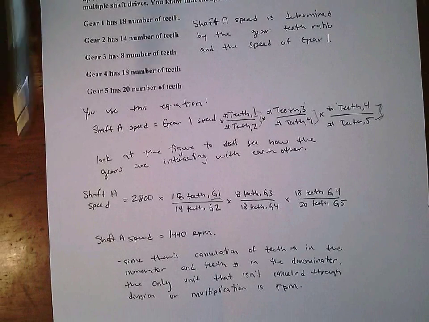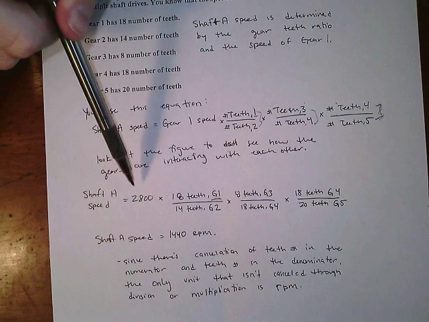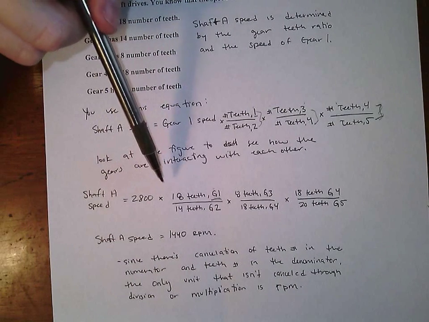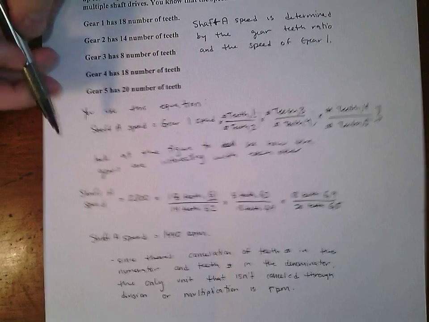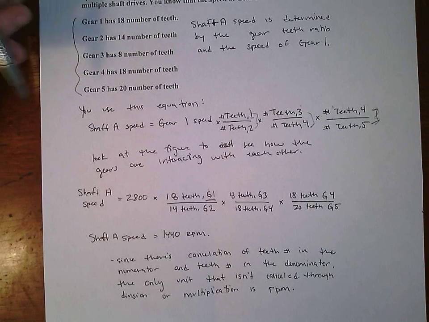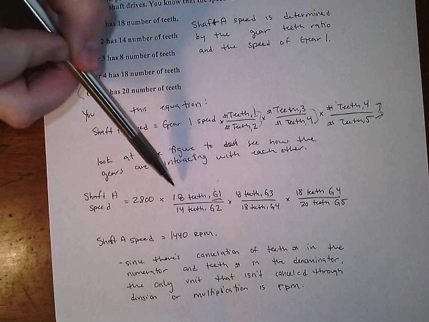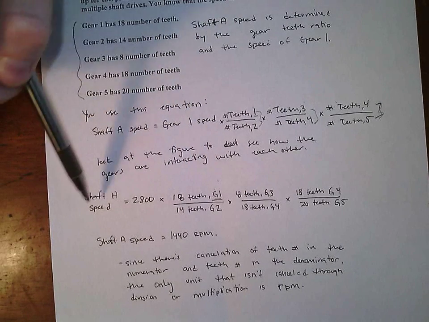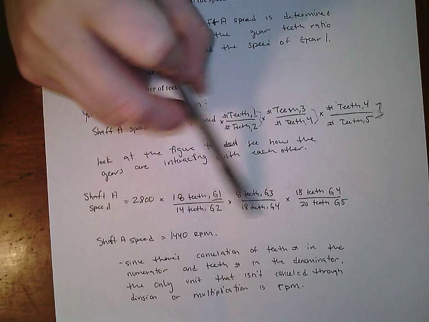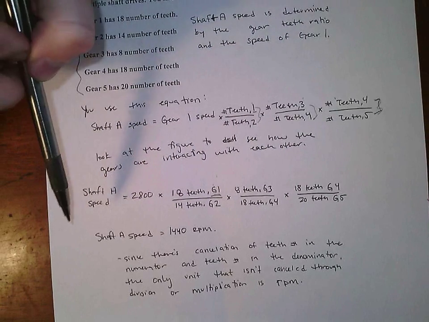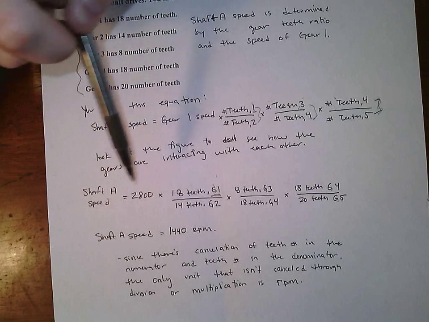So we're going to plug and chug with this. In this problem we're given that the RPM of gear 1 is 2800, and then using the gear numbers here, we'd apply it to this problem. So there's 18 teeth in gear 1, 14 in gear 2, and so on. After multiplying these together and then dividing by the denominators, we get that the shaft A speed is 1,440 RPM.